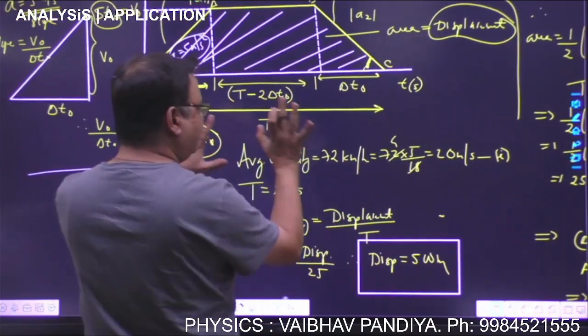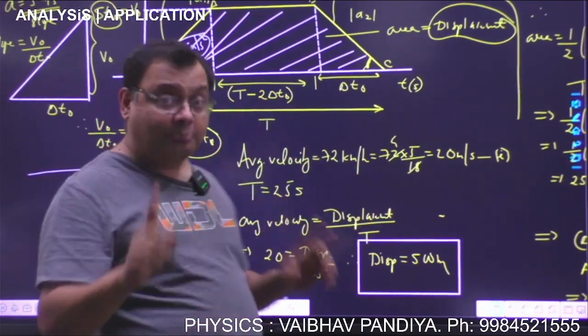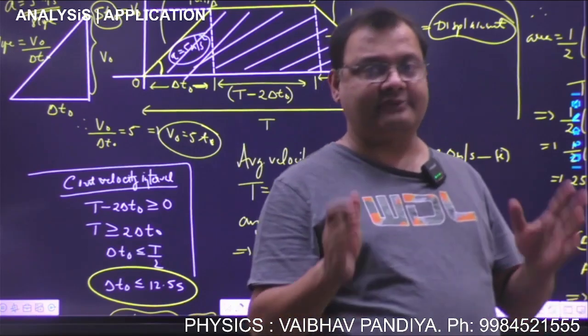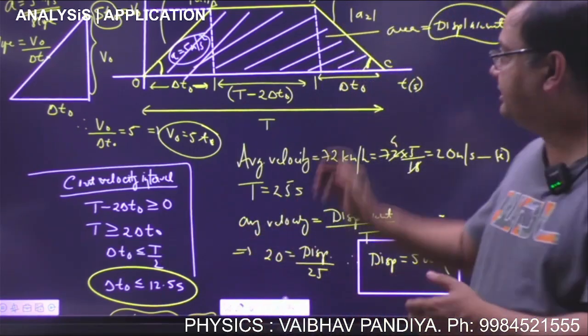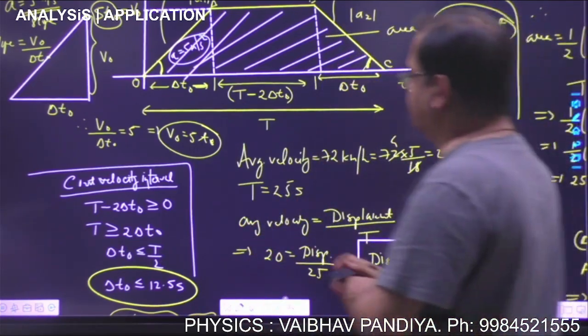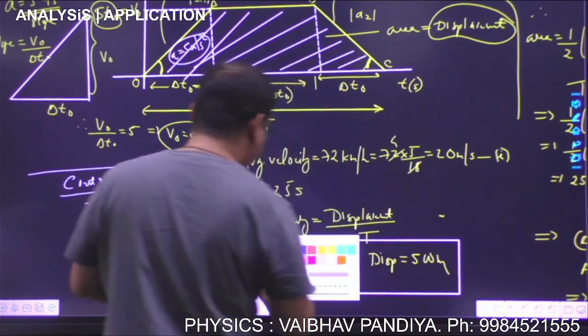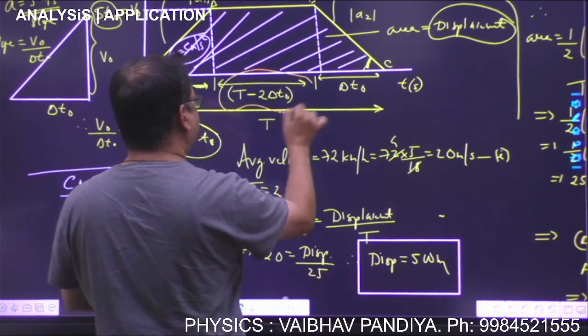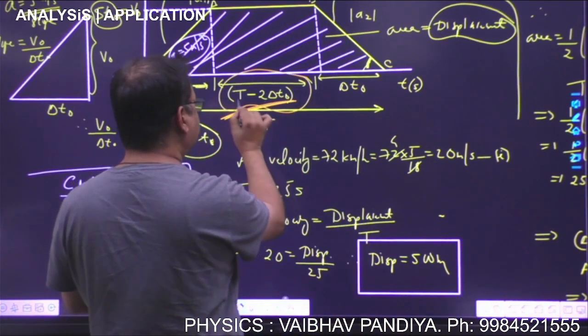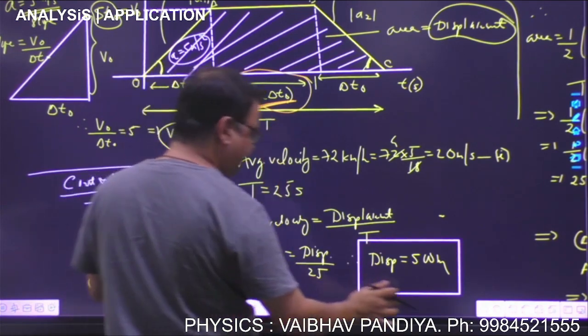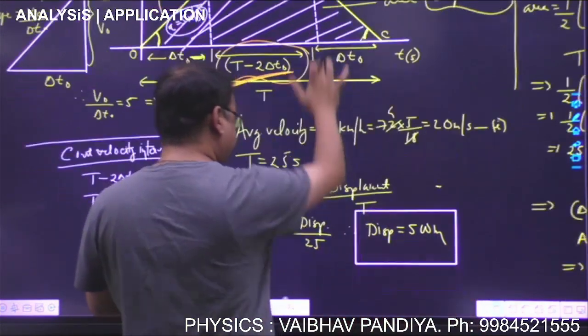Now delta t naught is 5 seconds. The demand of the problem is not to find delta t naught. We have to find the time interval for which the particle is moving with constant velocity. So basically we have to find this interval, correct? We have to find this interval, and this interval is how much? Capital T minus 2 delta t naught. So what do you think will be the answer?